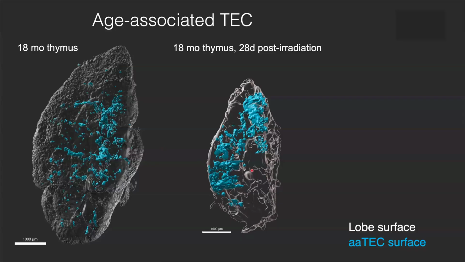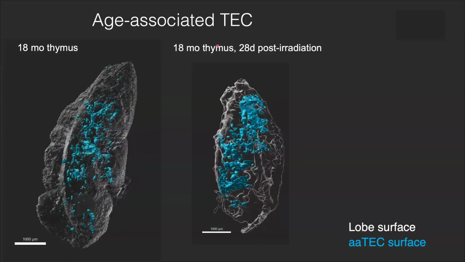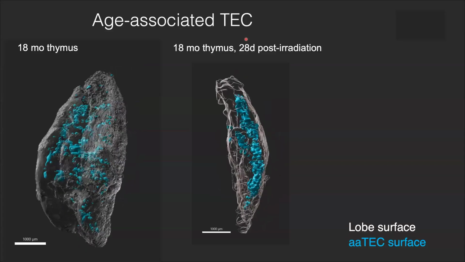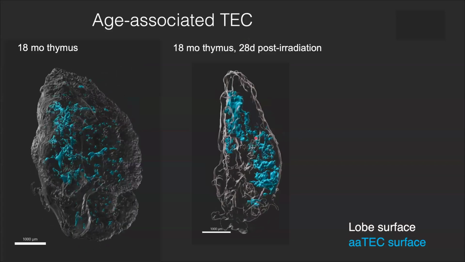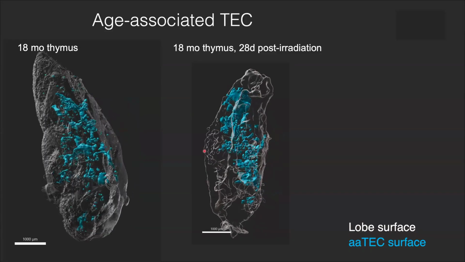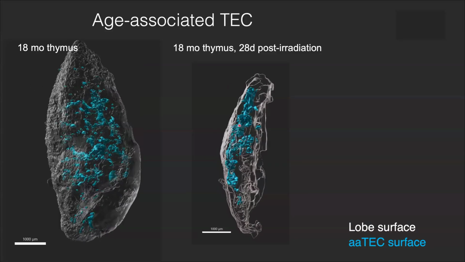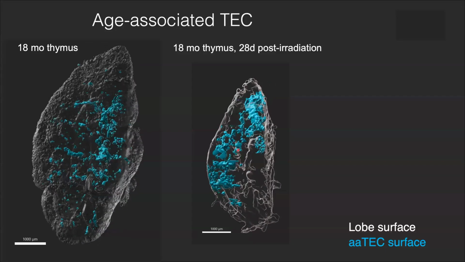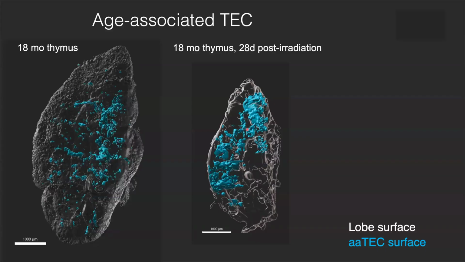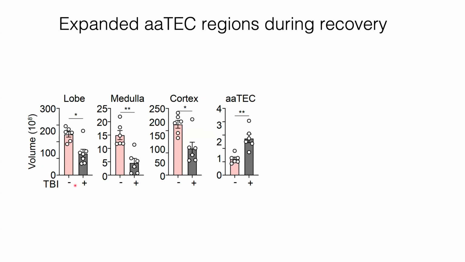It's not shown here. However, if we look on the right-hand side, this is the thymus from one of these reporter mice taken at 28 days post-irradiation. So it's beginning to regenerate, but it's not yet matched the baseline size like I showed you in those graphs. And the AA-TEC surface, again shown in cyan, you can appreciate looks like it's greater in volume. If we quantify that here, we're comparing the thymus from an untreated mouse to one that's 28 days after irradiation, shown in gray. The thymic lobe is still half the size, and both the medulla and cortical regions are reduced. But by contrast, the volume that's composed by the AA-TEC has increased by about 2 or 3-fold.